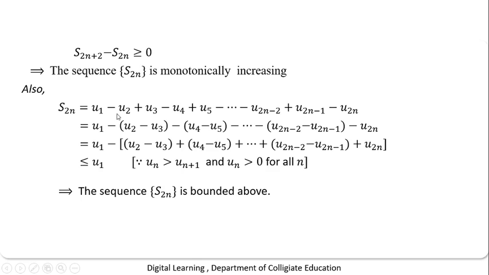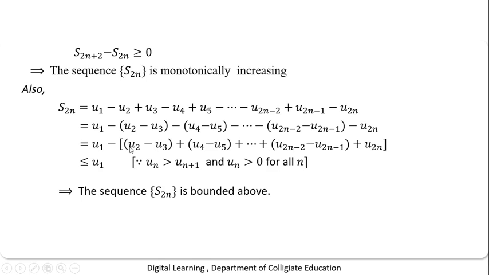Now rearrange the series. Here we take the minus sign outside: U1, minus U2 minus U3. In these two terms, take the minus sign: U4 minus U5, plus so on. Again, take minus as a common factor, then we get U2 minus U3 plus U4 minus U5 plus up to U2n minus 2 minus U2n minus 1 plus U2n.